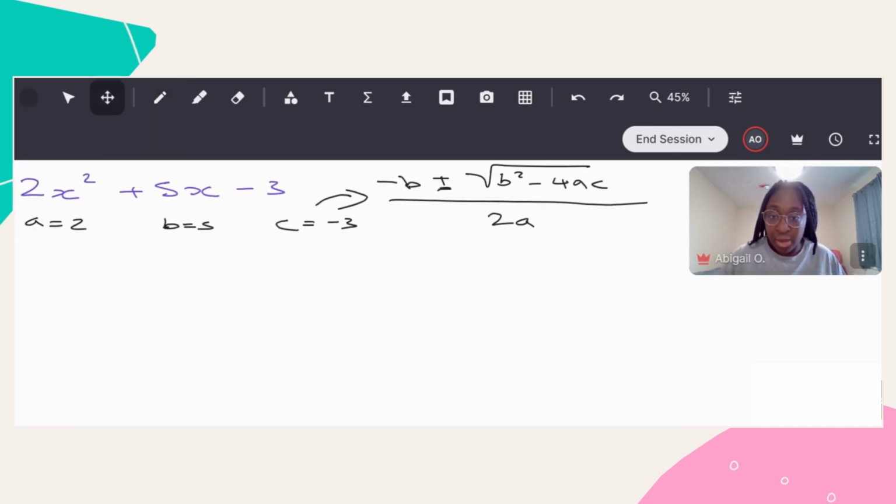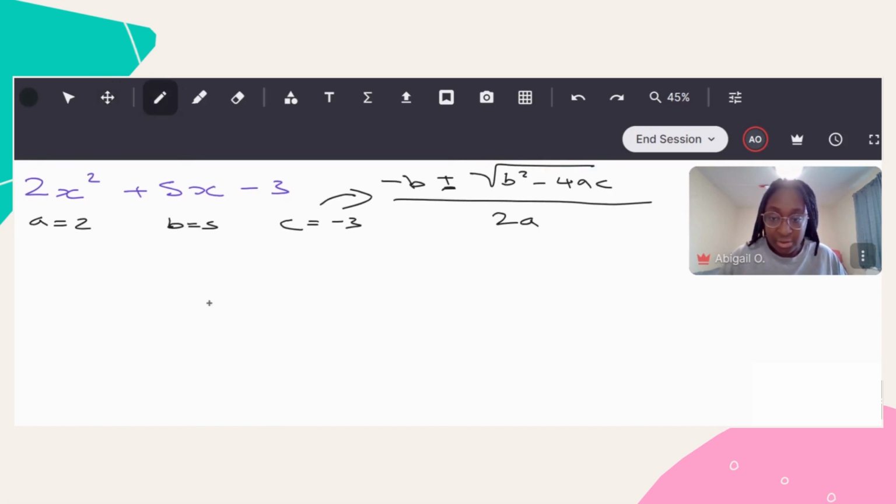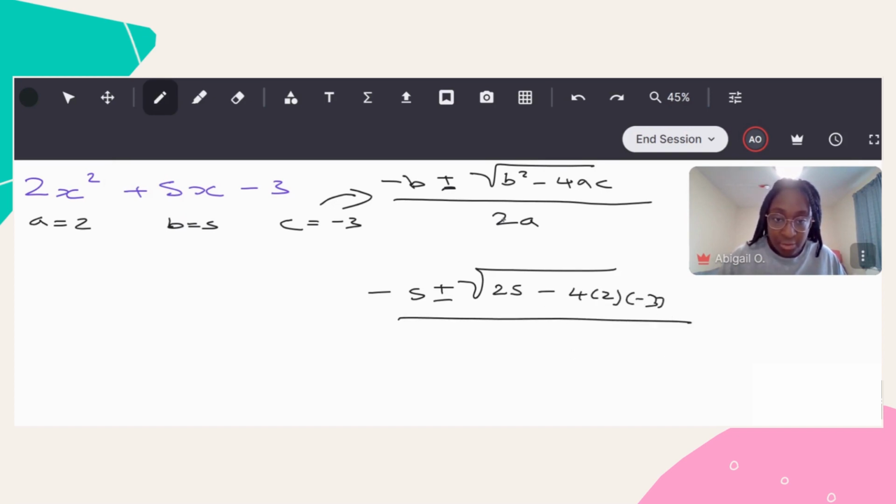Okay, so when we do that, it's going to look like this. We're going to have minus 5 plus or minus. We're going to come back to this plus or minus. The square root of 5 squared, I'm just going to do that in my head. 5 squared is 25. Take away 4 times 2 times negative 3, all over 2 times A, which is 2, so we're going to call that 4.